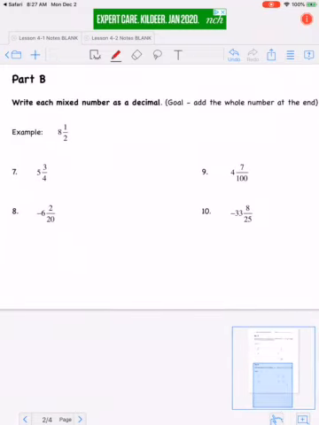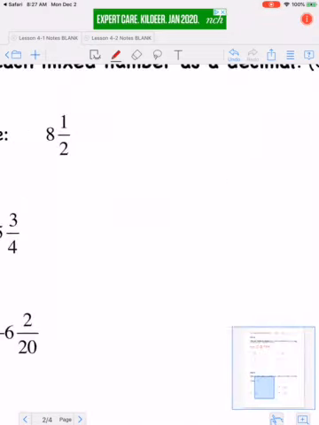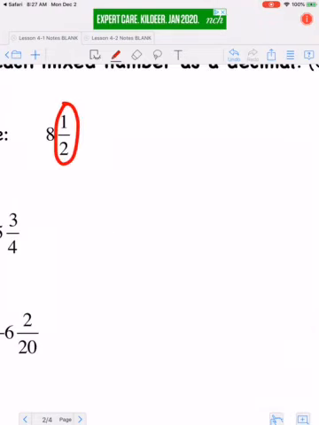Part B, we have write each mixed number as a decimal. Your goal is to add the whole number at the end. So for 8 and 1/2, we should know that 1/2 means 0.5, but we have an 8 in front of that. So the whole thing would be written as 8.5. Okay, again, you're going to do 7, 8, 9, and 10 on your own.